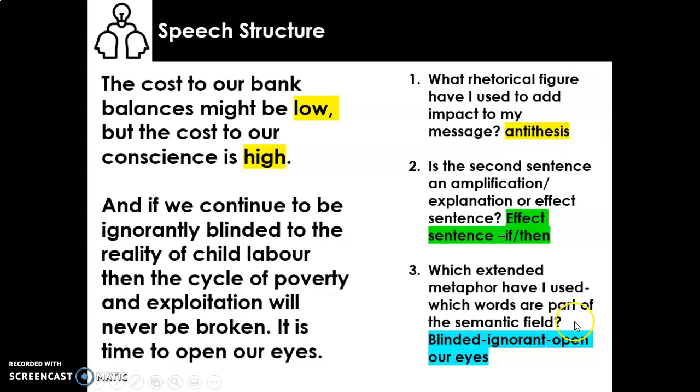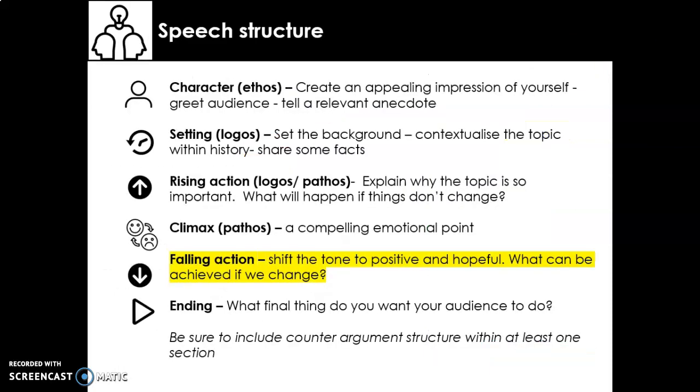So give yourself a tick if you're all right. If you've got any of those wrong, just pause and think about, based on my explanation now, why I'm right and your answer was wrong. Okay, so now we're going to look at a falling action section. Now, this is the good bit. This is the bit of the speech where we're looking to shift the tone to hopeful.